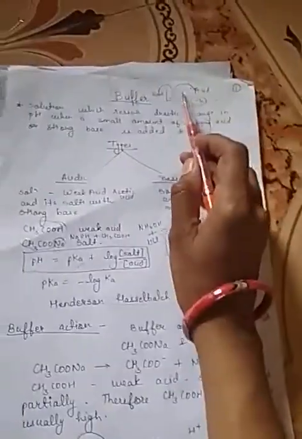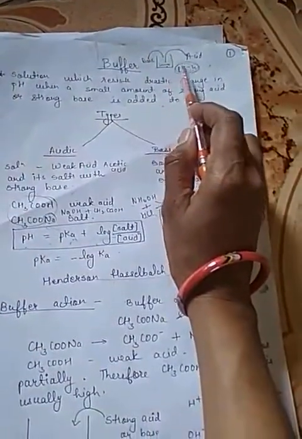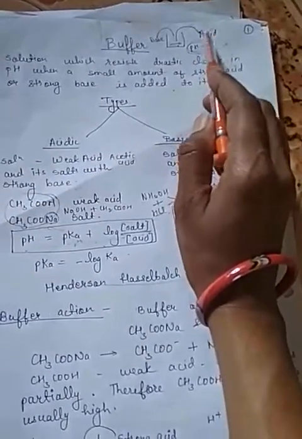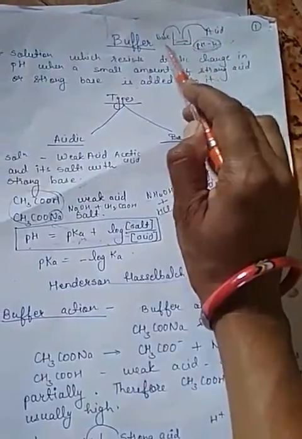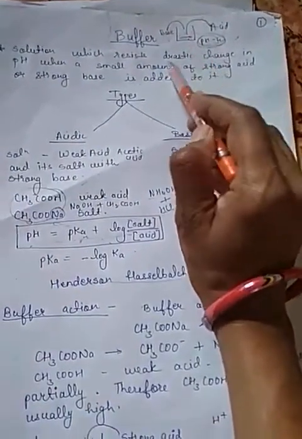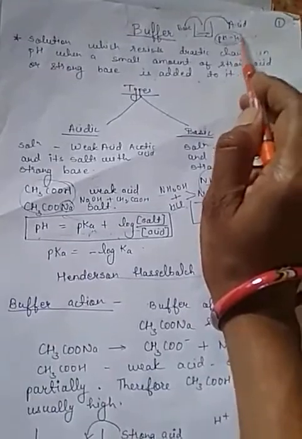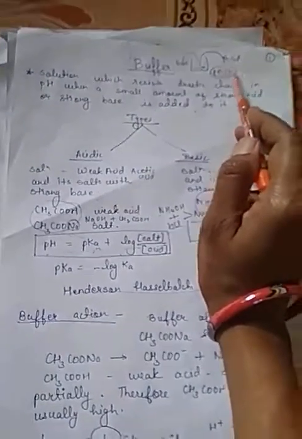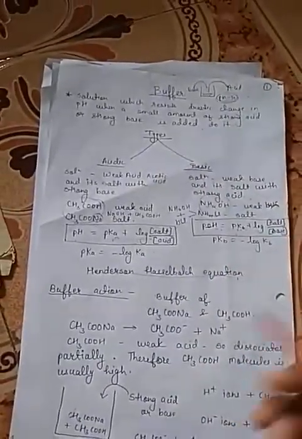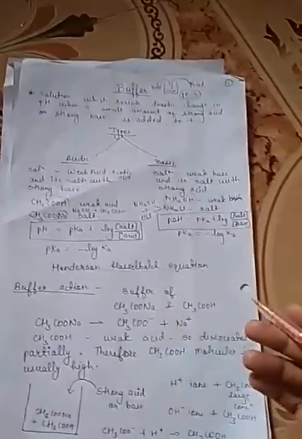As I told you, if I have a solution which has pH 4, and I add an acidic buffer or a basic buffer to this, it will resist the change in this pH 4. It will remain as it is. Because this is applicable in different fields. Why do we need these buffers? We are going to see that further.